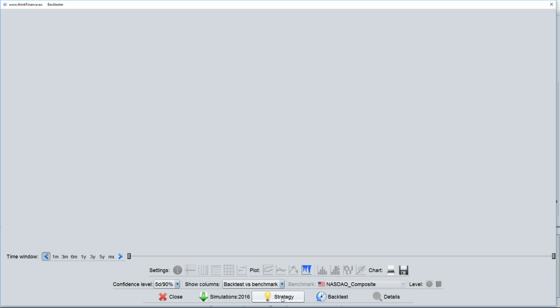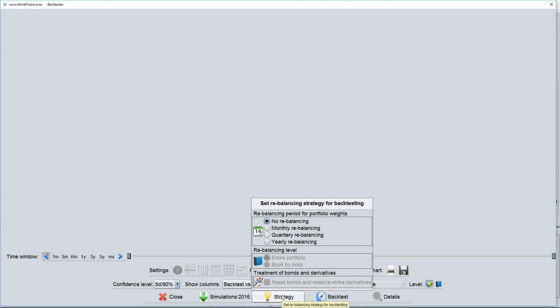Instead, what I can do here is go to the strategy menu. Once again, I want to backtest a yearly rebalancing, which means I want to assume that back in time, on a yearly basis, I reinvest the payoff of a product into a new product that also has a lifetime of 1 year. So I want to simulate a rolling investment strategy into a structured product over long periods of time.